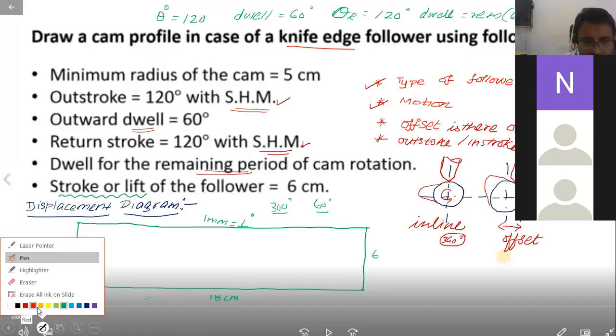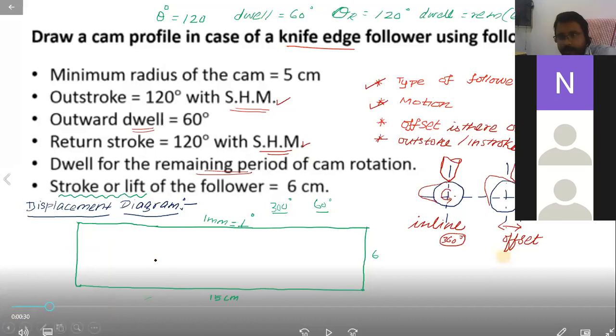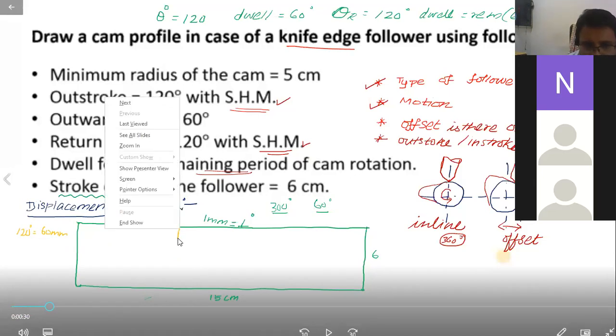Can divide it now. You know what is the division you should make? 30 degrees, sir. First is 120 degree. First outstroke is 120 degree. According to our scale, 120 degree is how many? 60 millimeter, yeah. 60 mm. So exactly locate 60 mm and put this line.